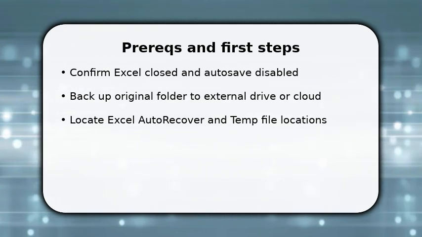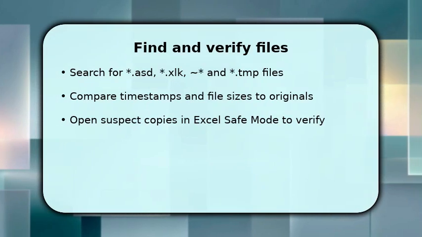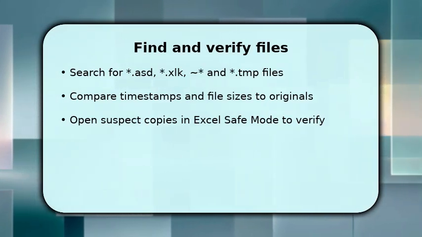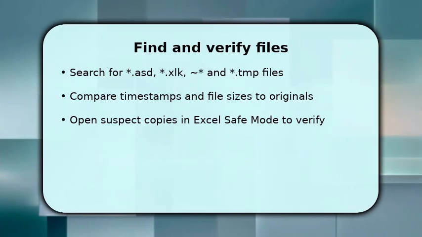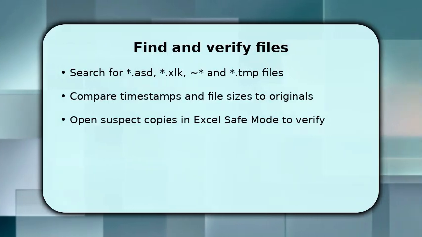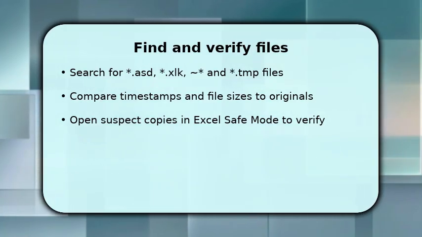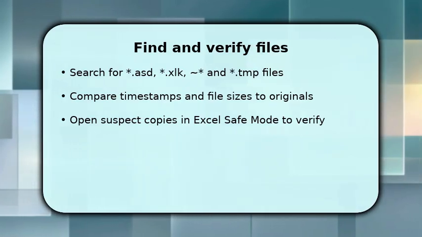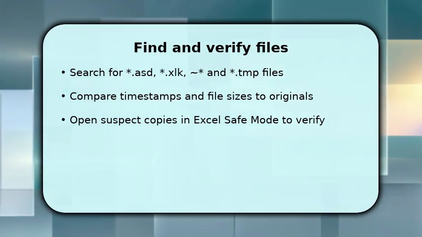You now search for Excel recovery extensions like ASD, XLK, files beginning with tilde, and TMP in the identified folders because those are typical recovery candidates. Compare timestamps and sizes to the original to confirm redundancy. Larger or newer files may be more current.